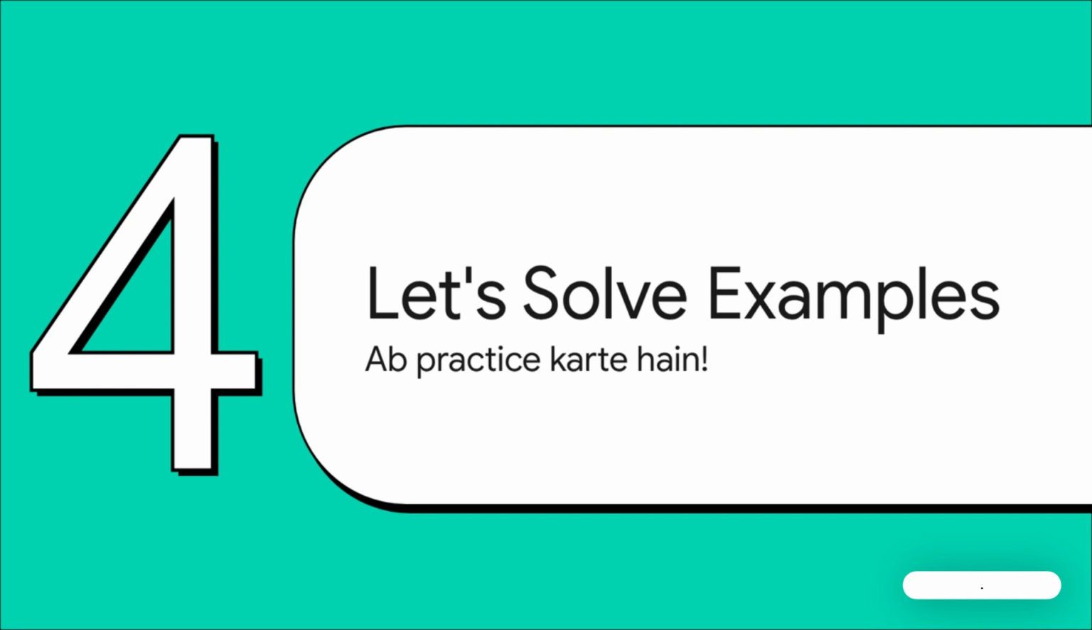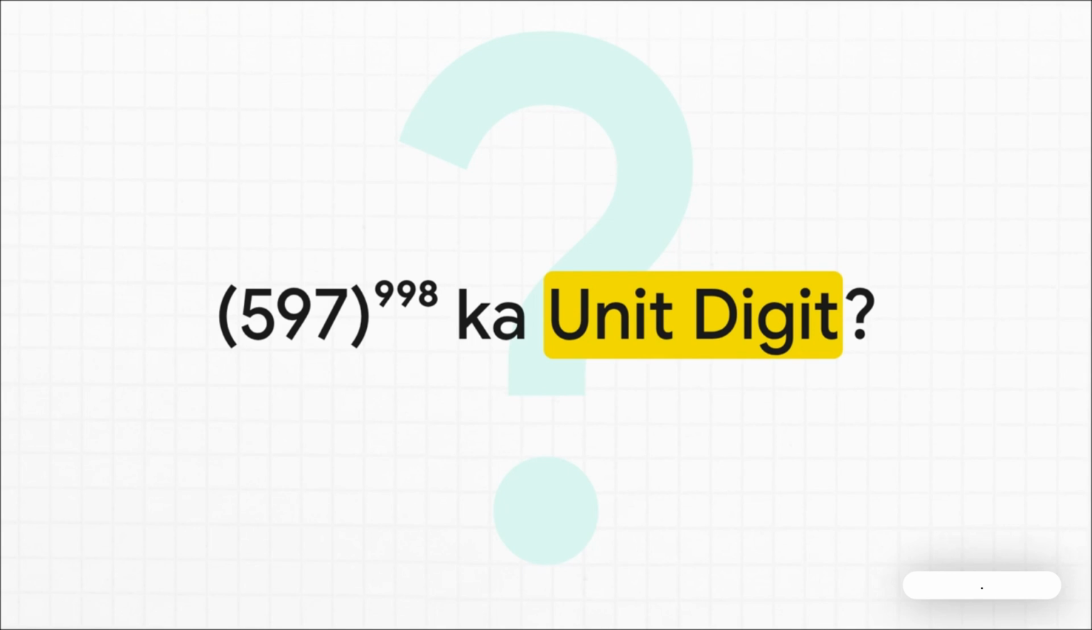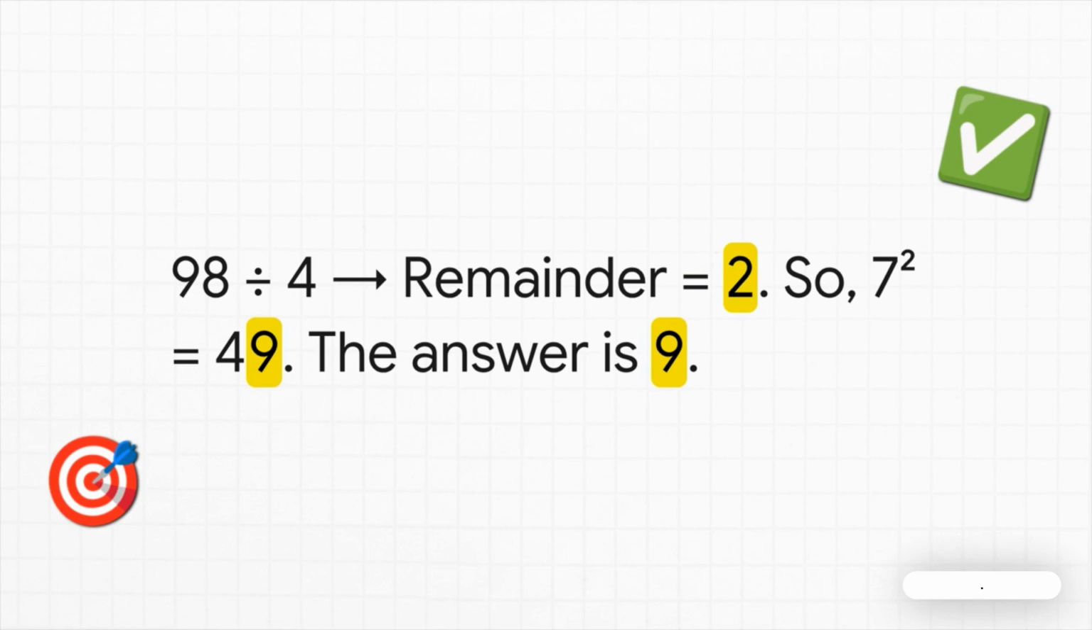Are you ready? First question, 597 to the power of 998. The unit digit is 7, so this is a Rule 3 case. Give it a try. Okay, so the last 2 digits of the power are 98. When you divide 98 by 4, the remainder is 2. So all we need to find is 7 to the power of 2, which is 7 squared, that's 49. Therefore, the unit digit is 9.